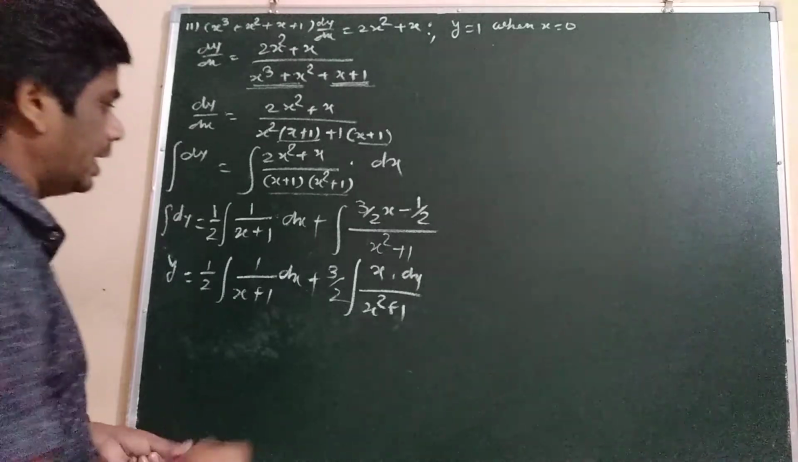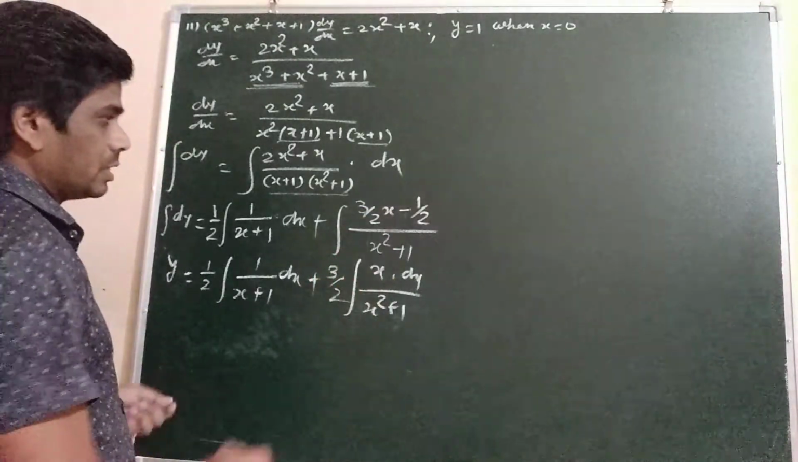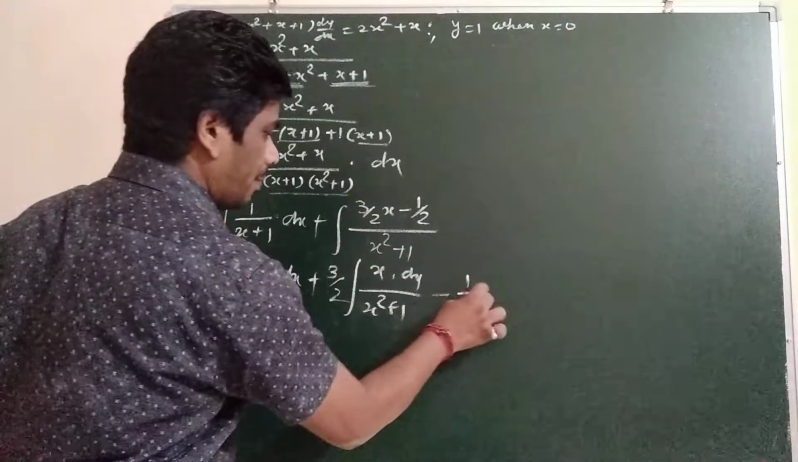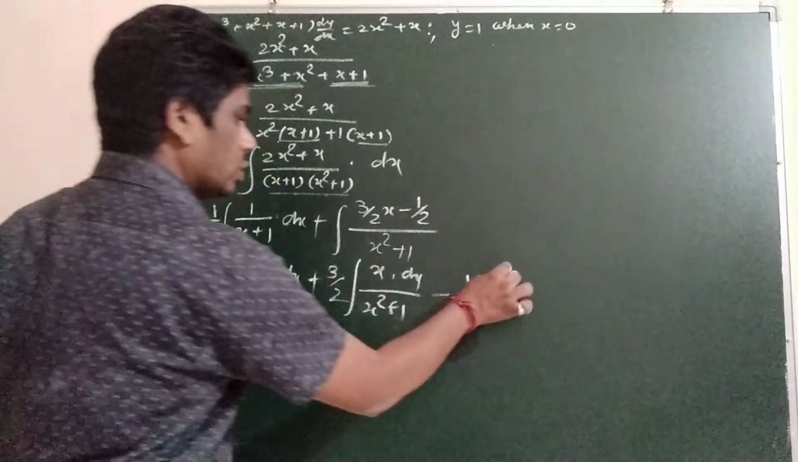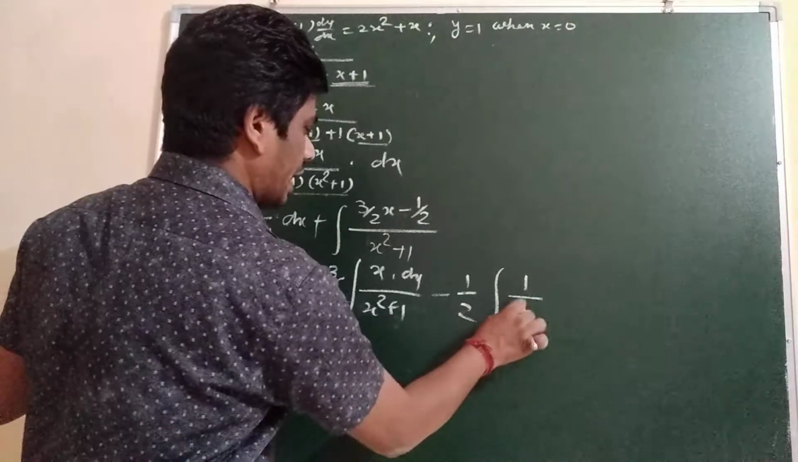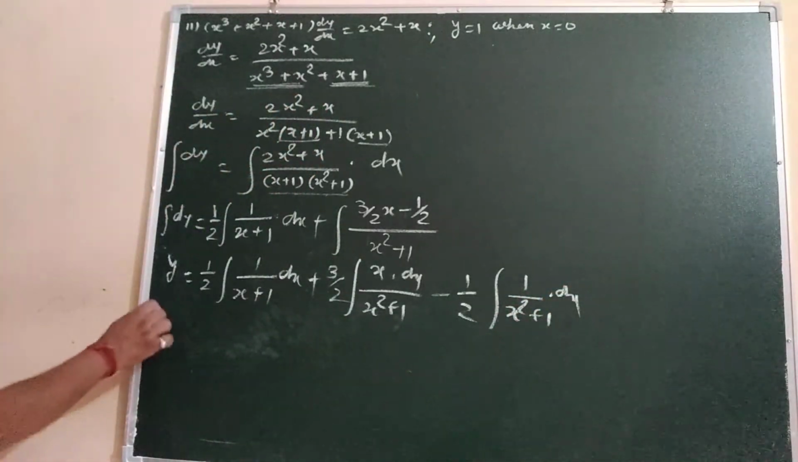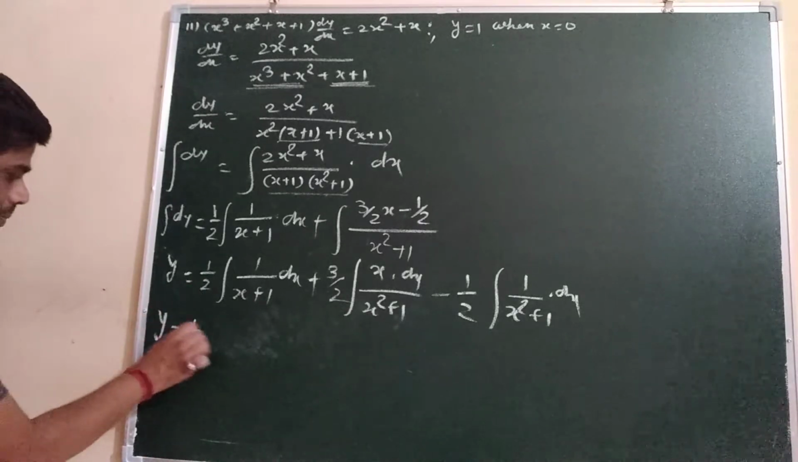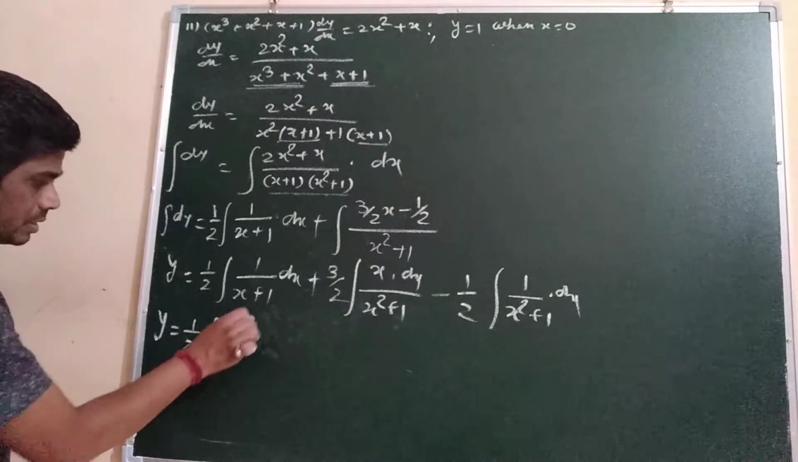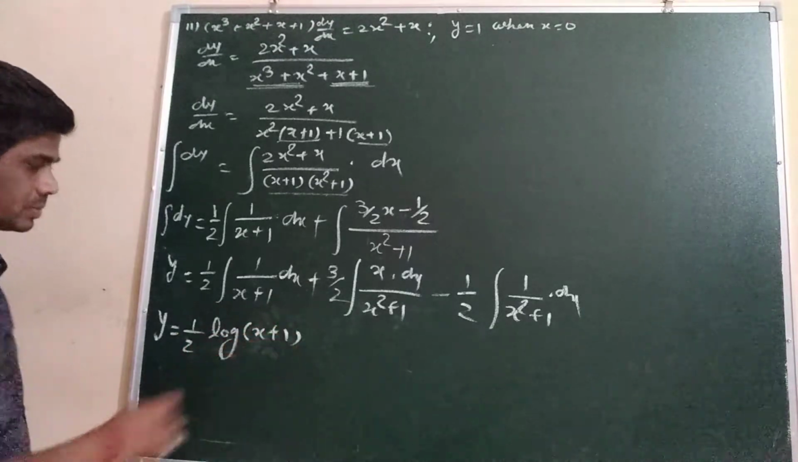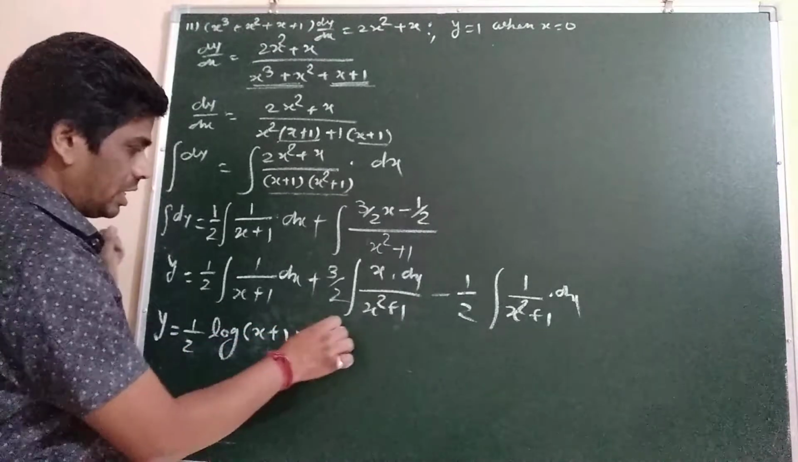Now we will get here 3 by 2 into x into dx, minus this minus 1 upon 2 also will be outside. So you will get here 1 upon x square plus 1 into dx. Which means y equal to 1 upon 2 log of mod of x plus 1, or log of x plus 1.